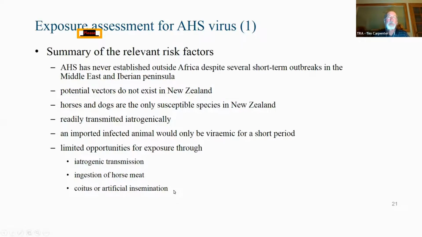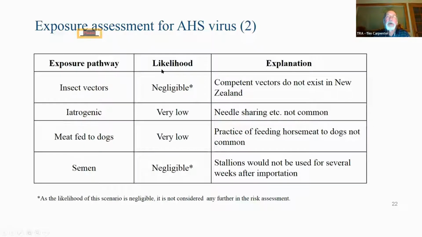One of the other routes of exposure is through coitus or artificial insemination, but it's unlikely that would occur in the first 3 weeks of the animal's life within the country. So minimal risk really involved in most of these paths, but we'll look at them in more detail. So again, the exposure pathway, the likelihood of that pathway occurring, and an explanation of the pathway. The insect vector, as I said, is not there, so we could discount that pathway as being negligible because we don't have the vector.